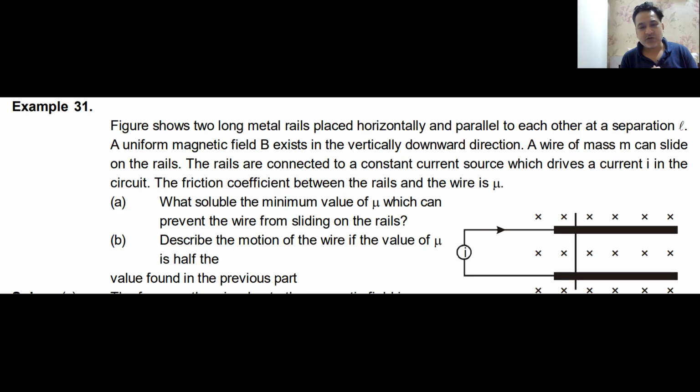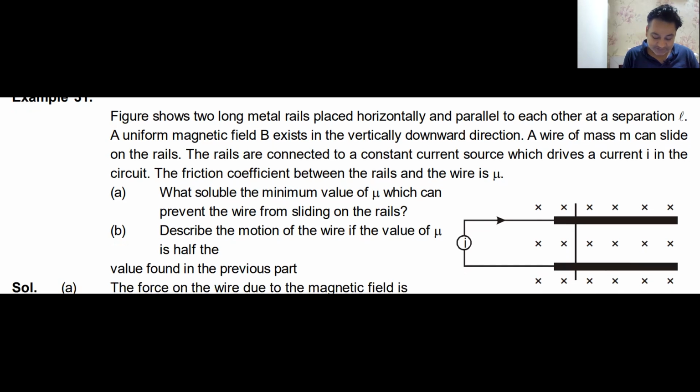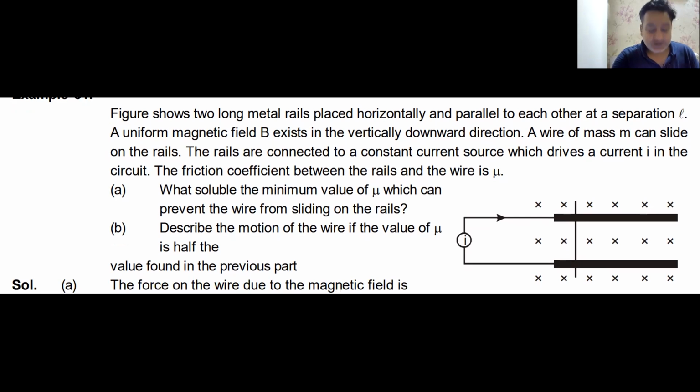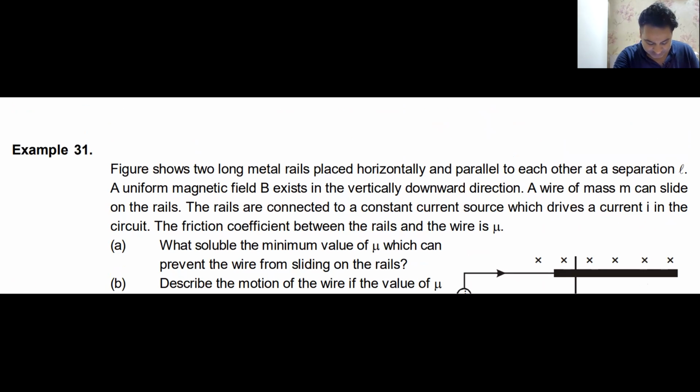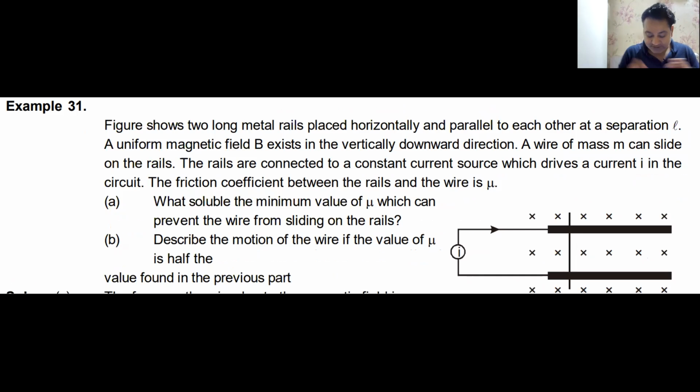The rails are connected to a constant current source. So basically, this will give a constant current to the system. Do we understand this? A constant current source. So this gives a constant current. In the circuit, the frictional coefficient between the rails and the wire is mu. So somewhat mechanics is there.